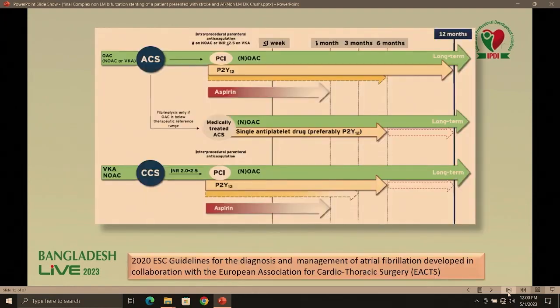And according to the ESC guideline, we found that if the patient has SCS with PCI and a complex lesion, we advise the NOAC for the long term and a P2Y12 inhibitor for 12 months. If there is a high risk for bleeding, we shorten the duration to 6 months, and aspirin up to 1 month if there is a high risk of thrombosis. If there is less risk of thrombosis, it is prescribed for less than 1 week.